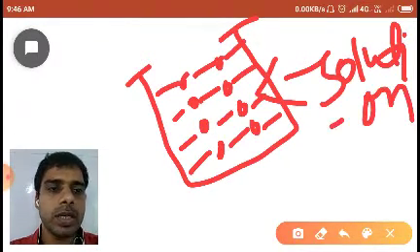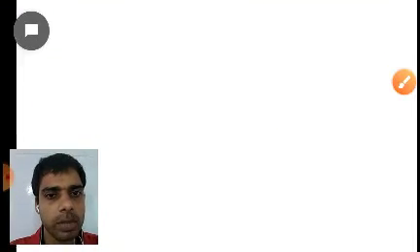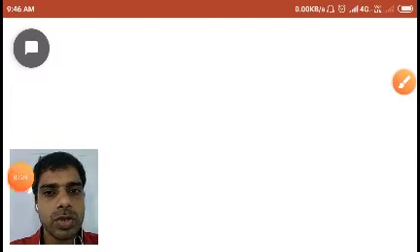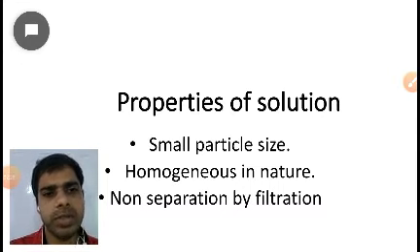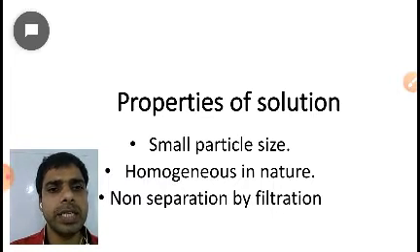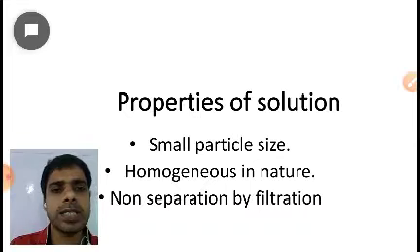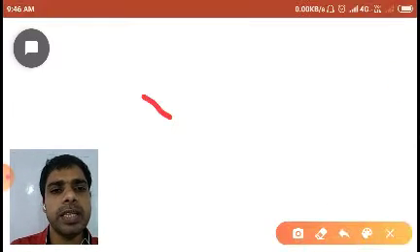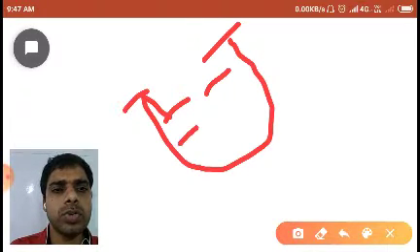Now this is a solution, and it has its own properties. A small particle size, yes, we know that it has a small particle size. It is one of the properties of solution. Homogeneous in nature, yes. Homogeneous means what? Homogeneous means everywhere it is the same throughout the solution.